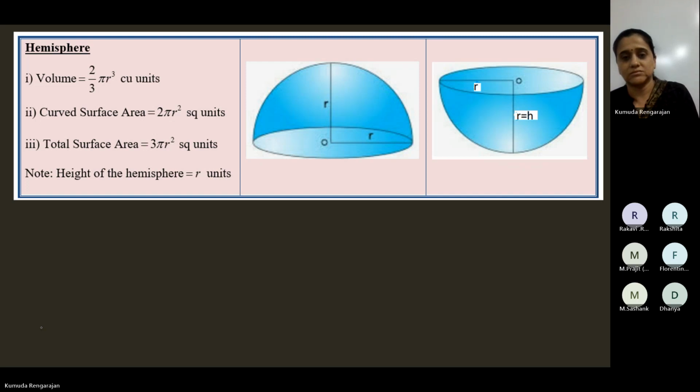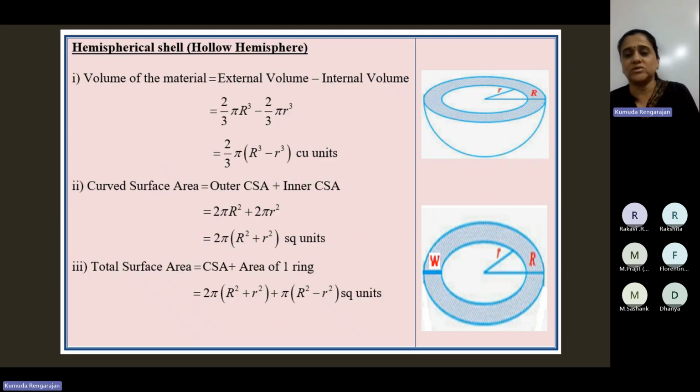Now, this is half of a coconut. This is the outer CSA. Inside this one is the inner CSA. And this is the ring on the top. All these three surfaces make the area of the hollow hemisphere. If the wall is thick, the area available to be painted, half a coconut will look like this.